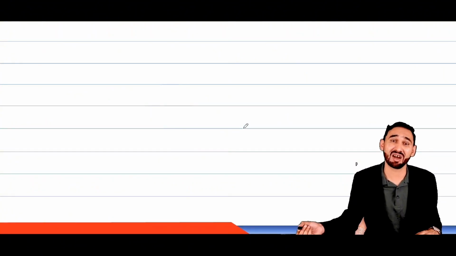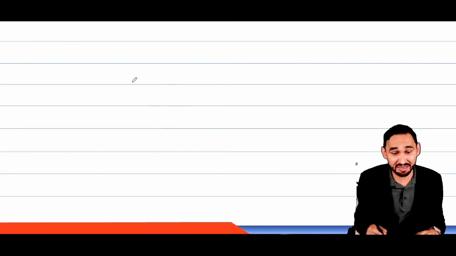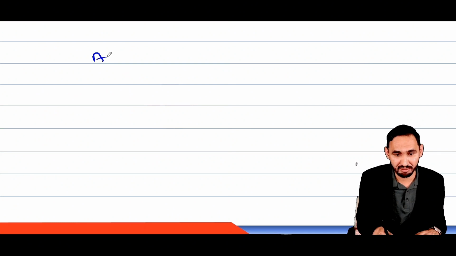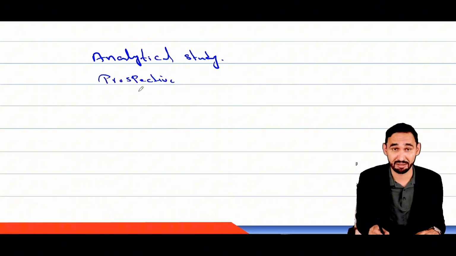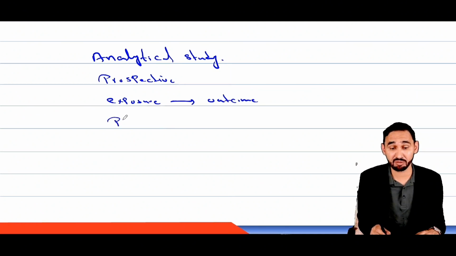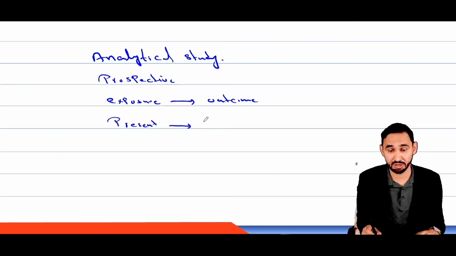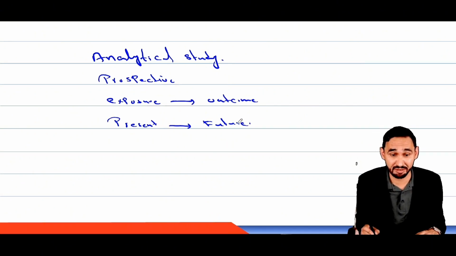Now we'll discuss cohort study. What is cohort study? It's an analytical study. This is a prospective analytical study. We'll see the relation of exposure and outcome. We'll move from present to future. Cohort studies are done after case control studies.